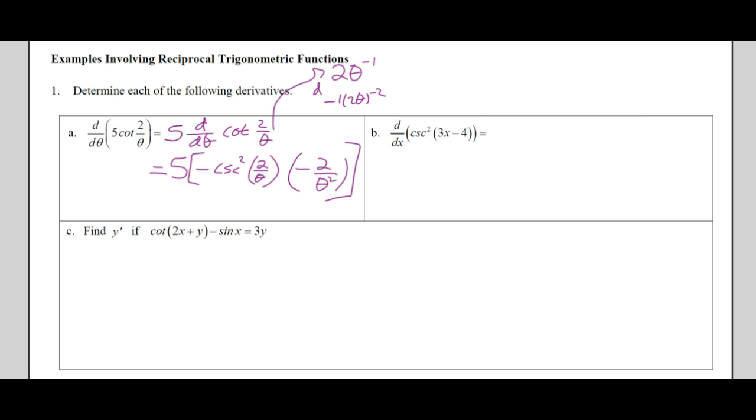And so I think we got some numbers we can put together. So we've got the 5 and we've got the 2, and we've got 2 negatives. So that's just going to be positive. So when we clean it up, that's going to be 10 over theta squared times cosecant squared of 2 over theta. And I don't really think I need those outer brackets, just cosecant squared of 2 over theta.